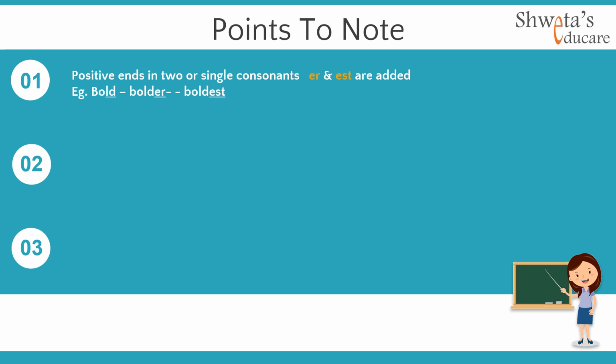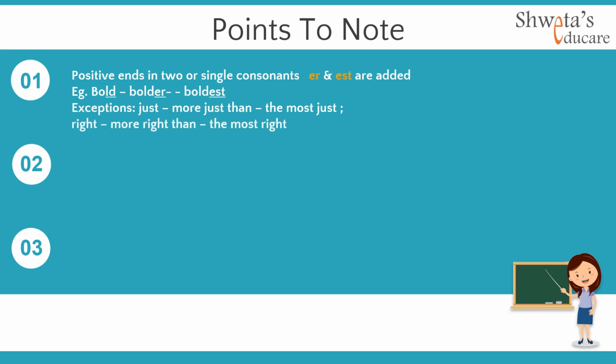But there's an exception. Like for example, we use the word just. You cannot add juster or justest. So we add more in comparative. It becomes more just than, and in superlative the most just. Similarly, right becomes more right than and the most right.